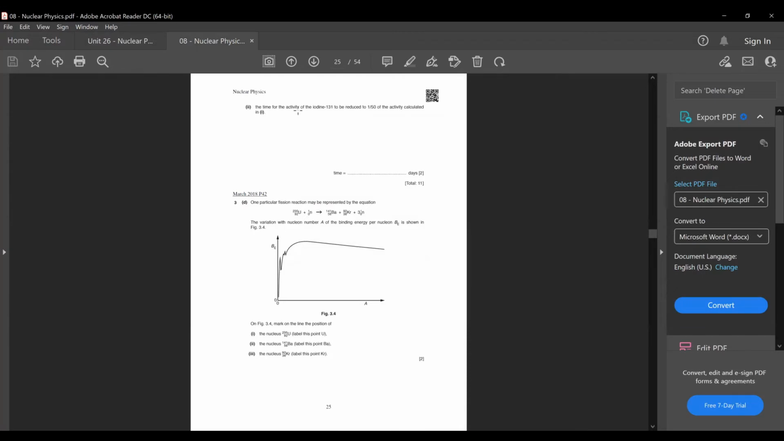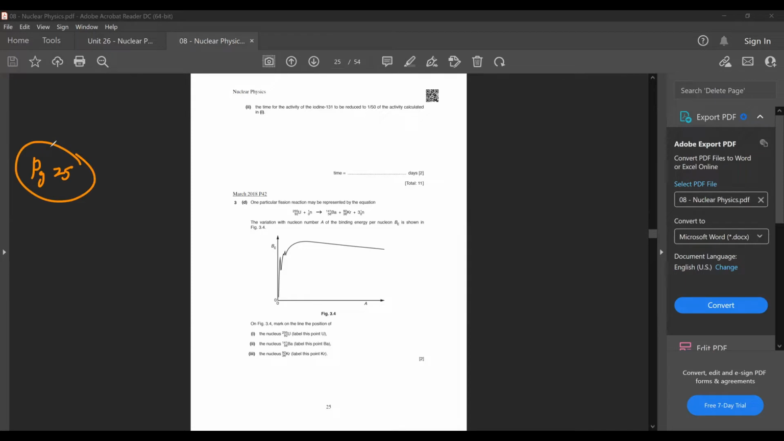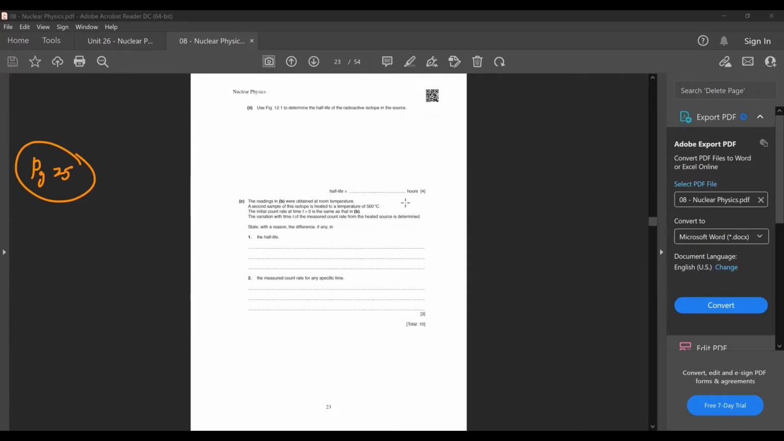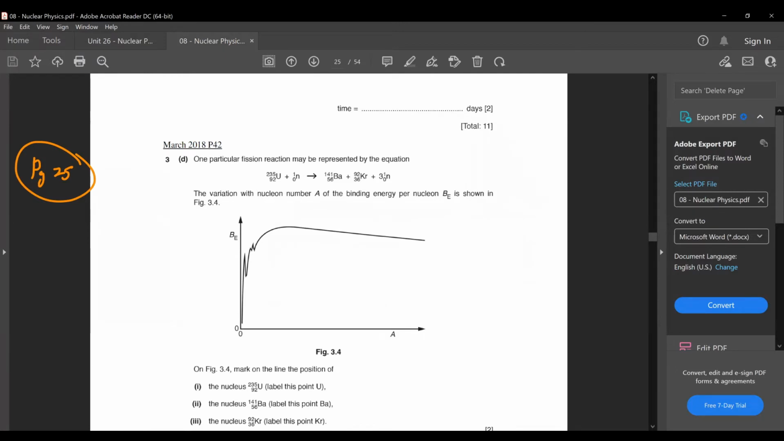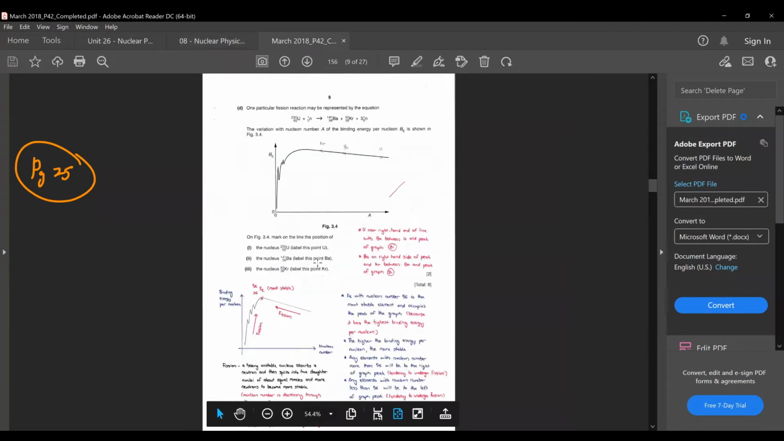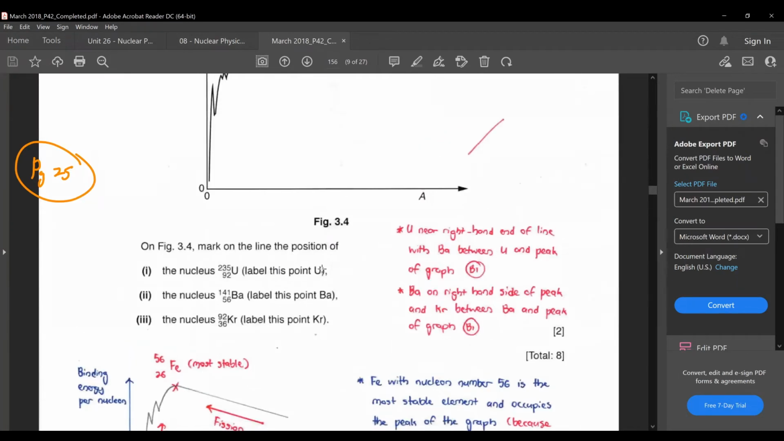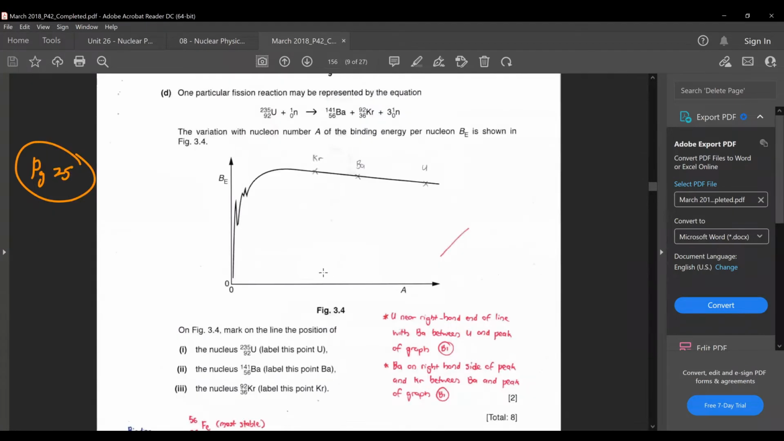Okay, just have a look at page 25. We start off with this one first. This is March 18 P4. So let's have a look at that. Let me just open it up. Okay. So you have this one. Right. So this is the thing that I was talking to you about.